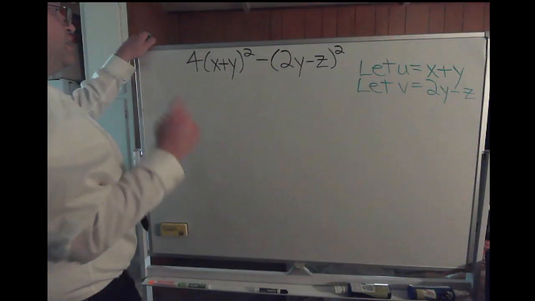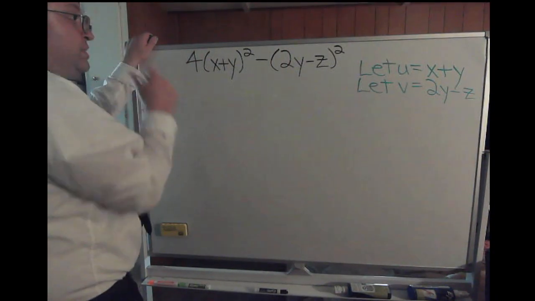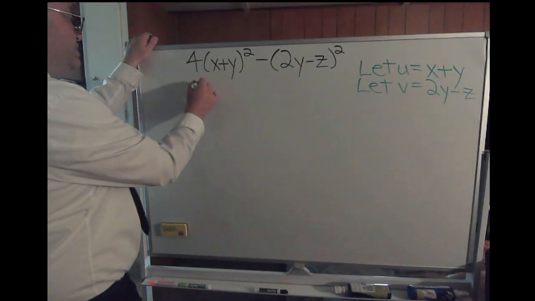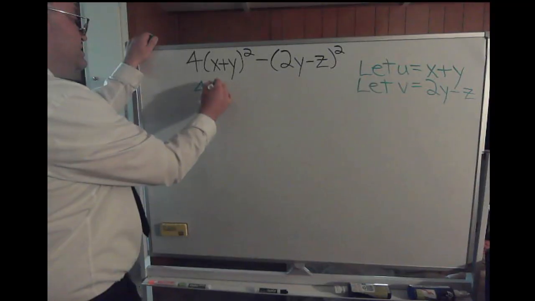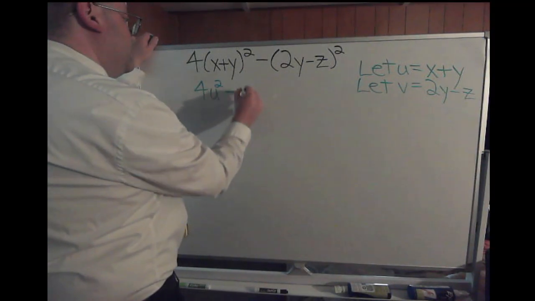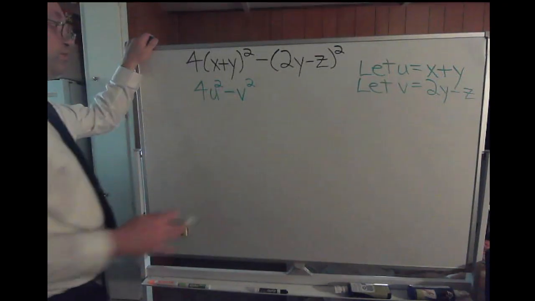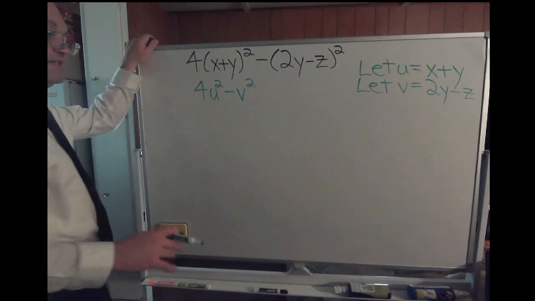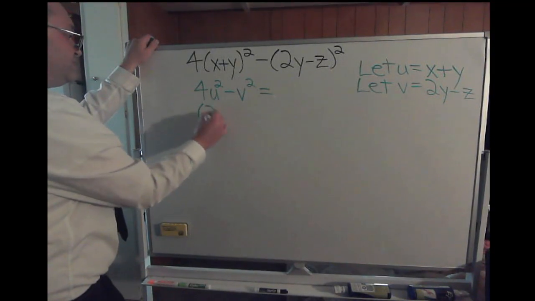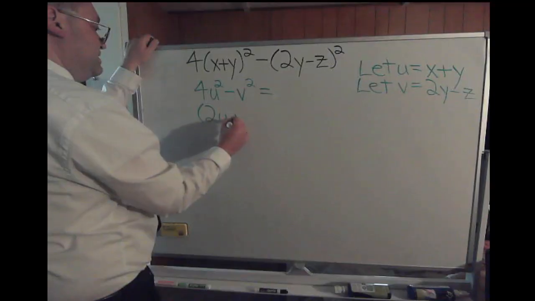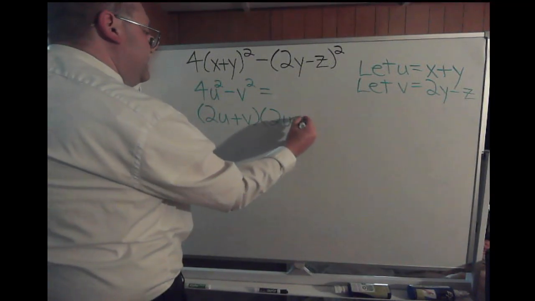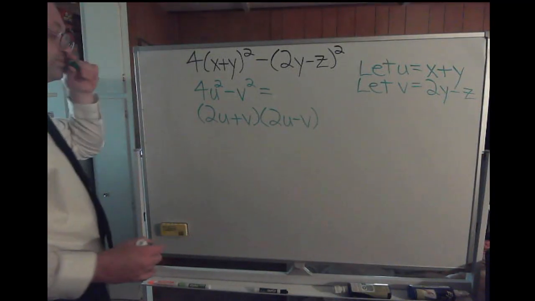Okay? What you'll do now is put in u where x plus y goes. You would get 4u squared minus that 2y minus z, that would be v squared. So you get something much simpler to work with, 4u squared minus v squared. Now the difference of two squares, let's factor this. You would get 2u plus v times the quantity of 2u minus v. Okay?